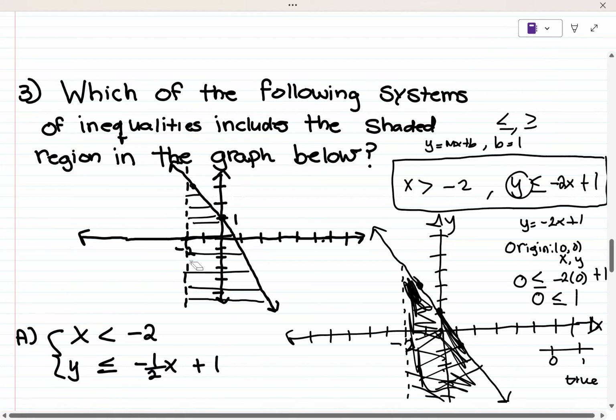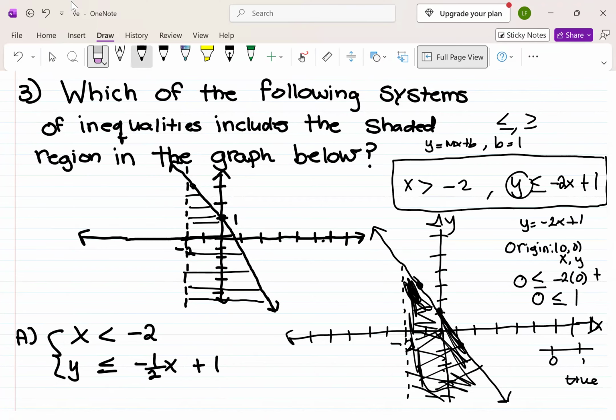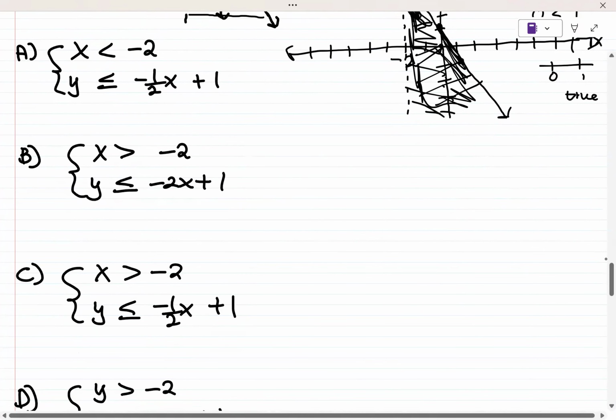So it looks exactly like this. So that is why it's letter B.